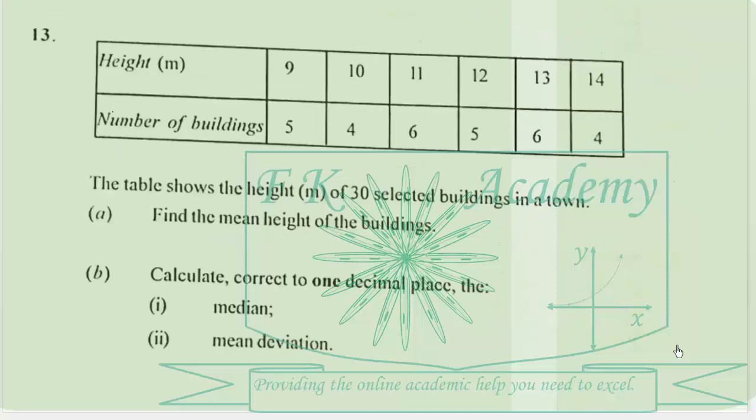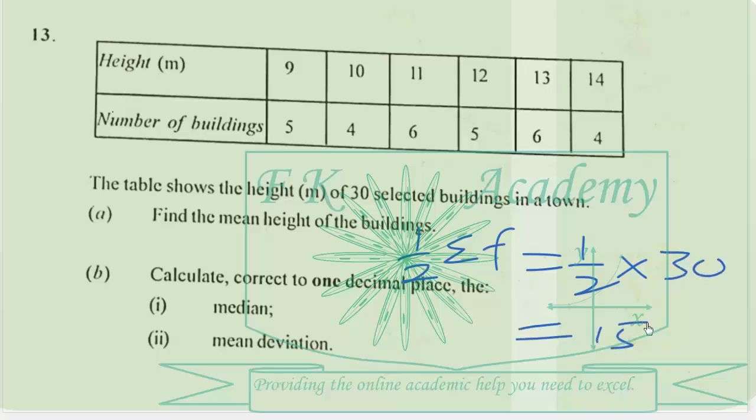Now the question again says that we should calculate correct to one decimal place the median. So the median, we can calculate it from the table. We know that the total frequency is 30. So half of that will be 1 over 2 times 30, which is 15. So we need to find the 15th item.